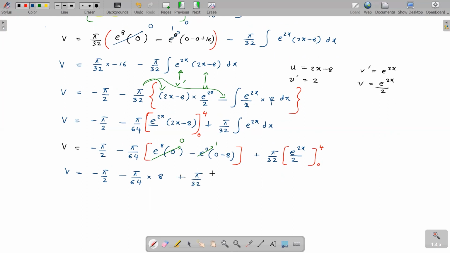Plus pi over 32 into what do we get here? E to the power 8. Shall I take the 2 out? We'll take this 2 out of the sign. So I get pi over 64. And I get here e to the power, then replacing x with 4, e to the power 8 minus e to the power 0.